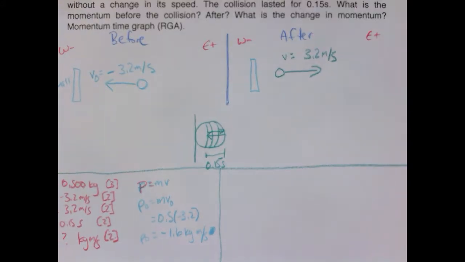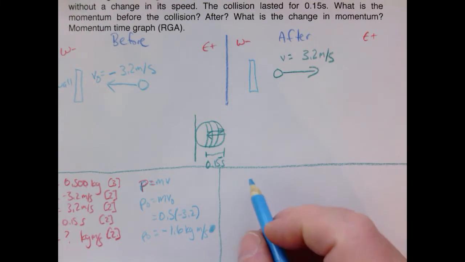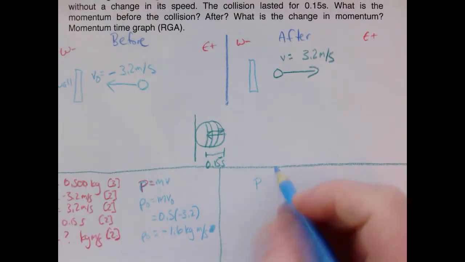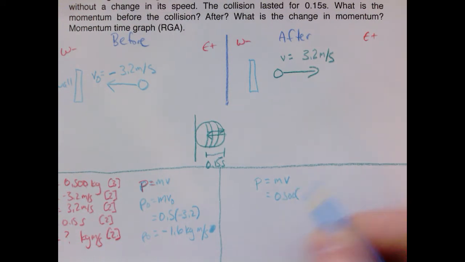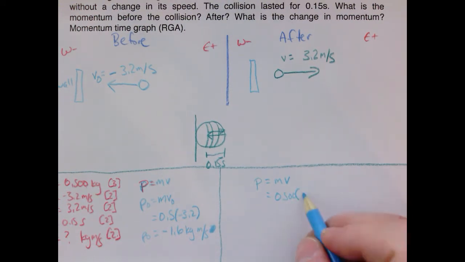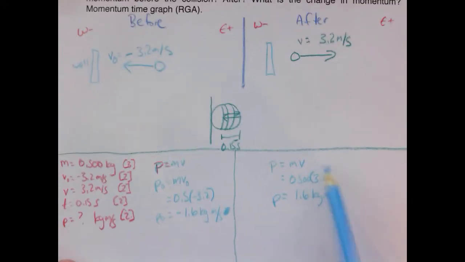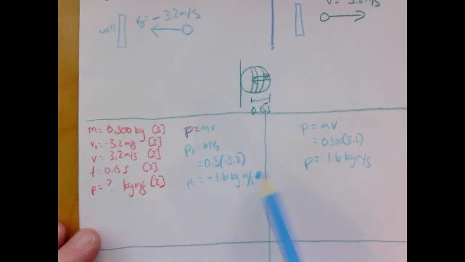Now we want to know our final momentum. Well, we can use the same inventory, and now our momentum is mass times velocity, 0.500 times 3.2. So now we have a momentum of 1.6 kilogram meters per second. Notice the only thing different is the directions. The magnitudes are the same, 1.6 kilogram meters per second, and this one's traveling to the west, negative, and this one to the east, positive.